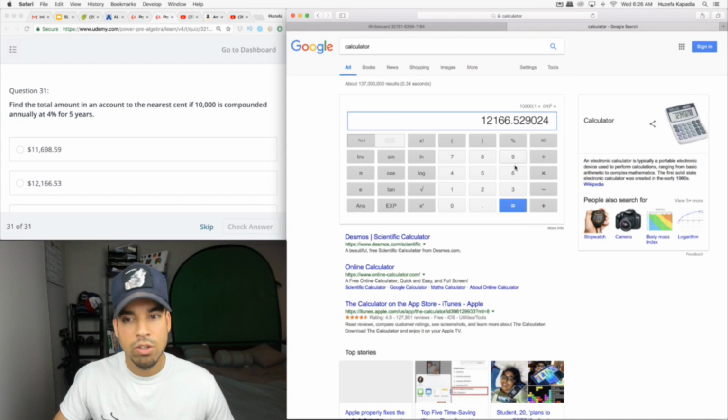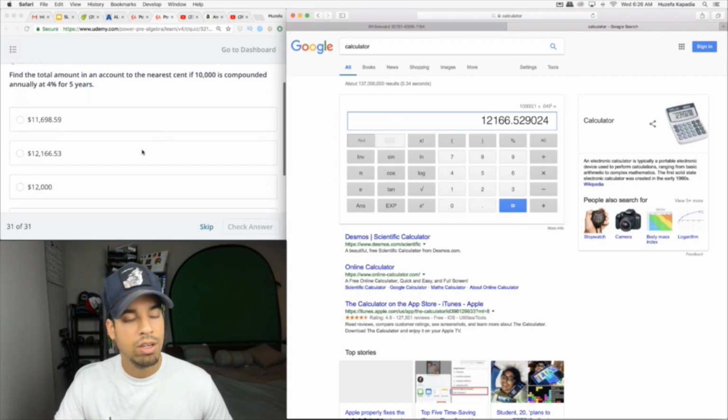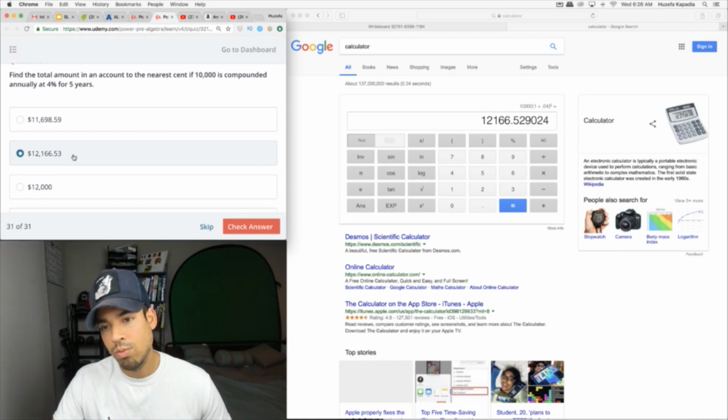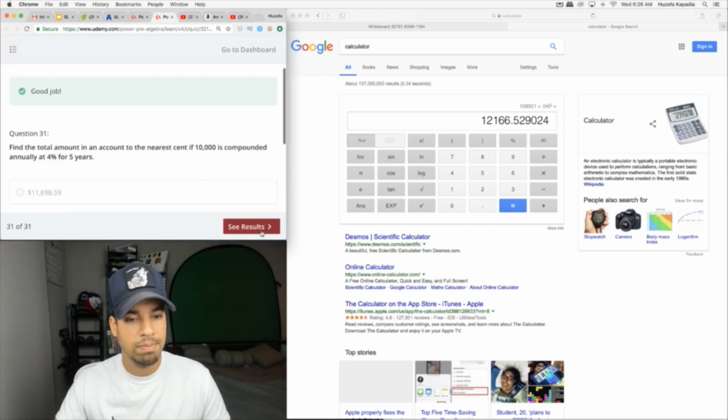So after 5 years, you have 12,166.5 and then round up to 3. And look, I mean, that means you make 2,166.53, 53 cents, and that's the total amount after the interest.